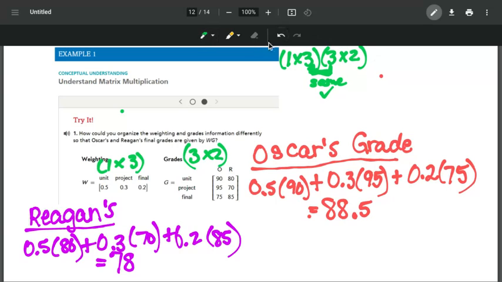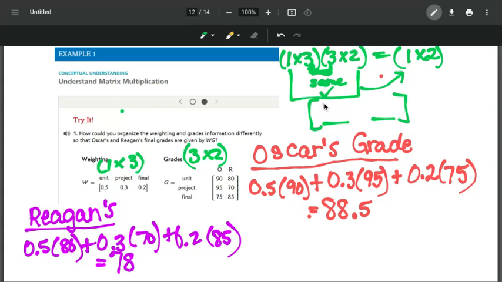Then a 1 by 3 times a 3 by 2 is going to produce a 1 by 2 matrix. So whatever's on the outside, that's how we get the product. So this produced a 1 by 2 matrix, so 1 row, 2 columns.